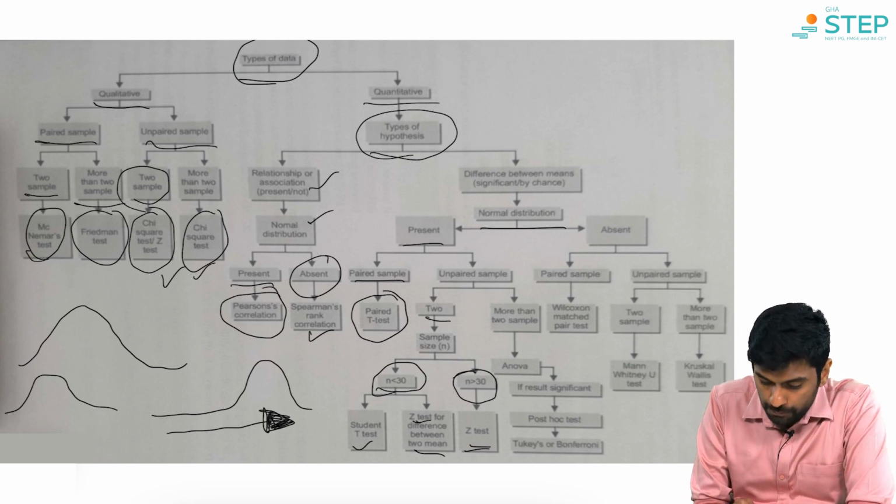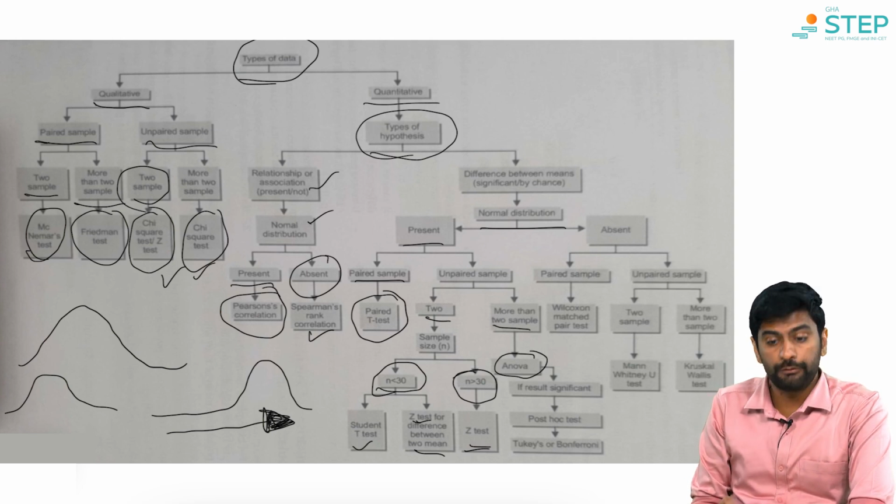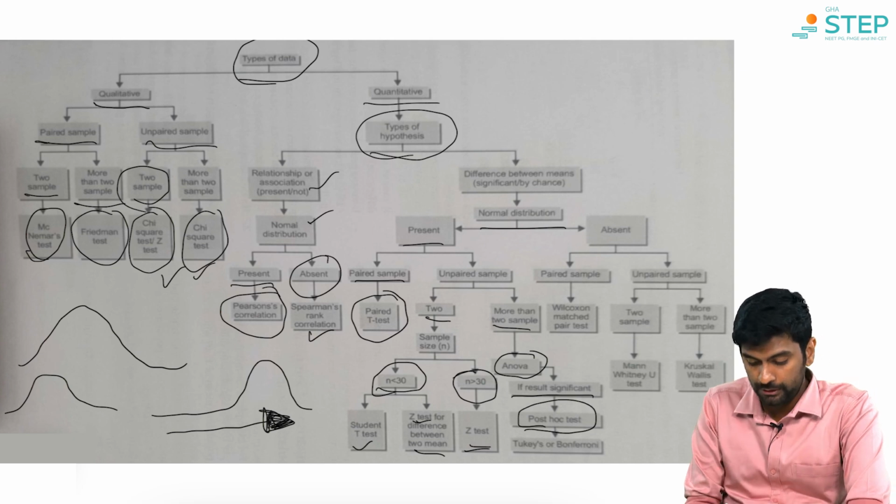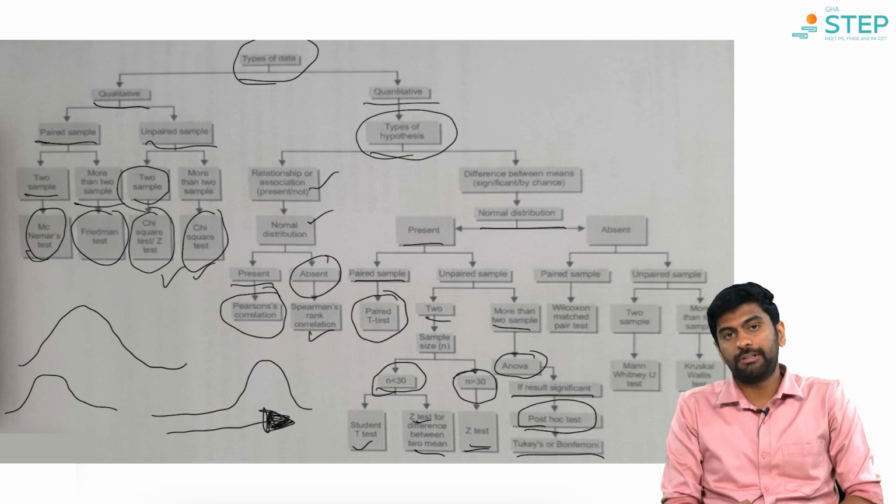Next, if it's more than 2 samples, we use the ANOVA, analysis of variance, and if the result is significant, we use something called a post hoc test, where you use the Tukey's or Bonferroni's correction.